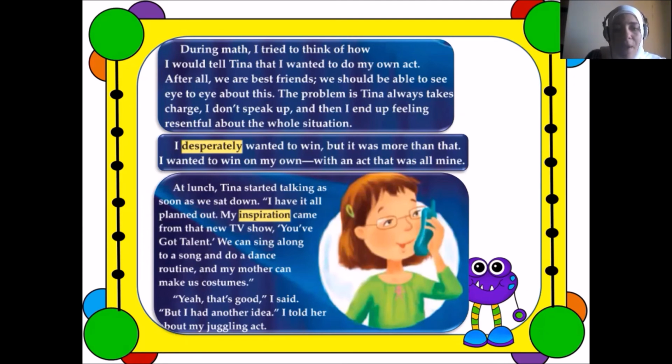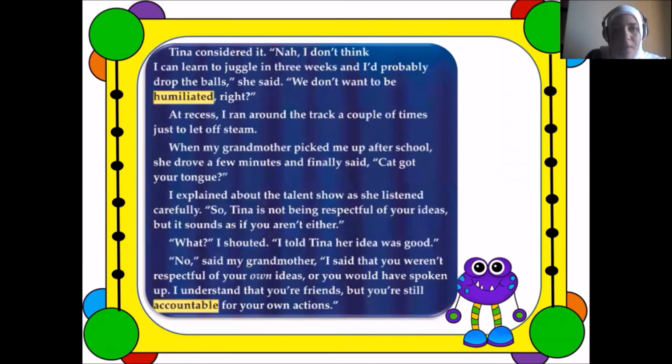I told her about my juggling act. Tina considered it. "Nah, I don't think I can learn to juggle in 3 weeks, and I'd probably drop the balls," she said. "We don't want to be humiliated, right?" At recess, I ran around the track a couple of times just to let off steam.